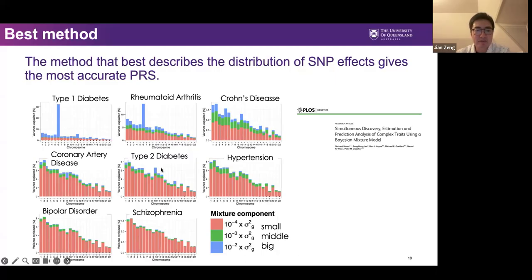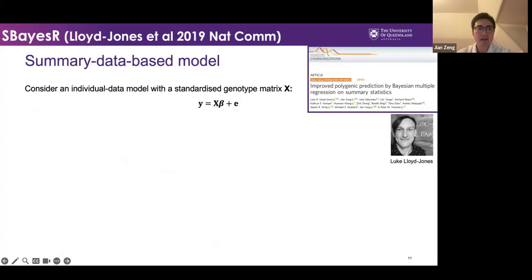As we have seen, when we observe the genetic architecture for different traits, they have different architectures, and that's the main reason that we like to use this multi-mixture distribution to account for these complex architectures. In the initial study, we used this SBayesR method, which works on the summary statistic model, to unleash the power of using the summary data.